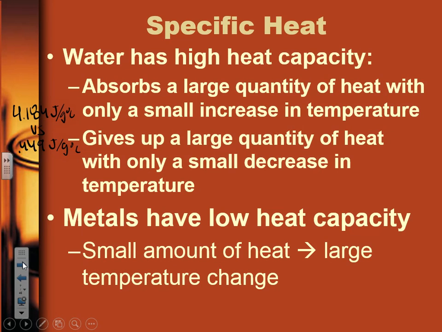It can also give up a large quantity of heat with only a small decrease in temperature. So it would have to lose 4.184 joules in order for it to decrease 1 gram by 1 degree Celsius. So if you think about when you heat up something like soup, it's going to take a long time for it to cool down versus maybe some other food that doesn't have a high water content.